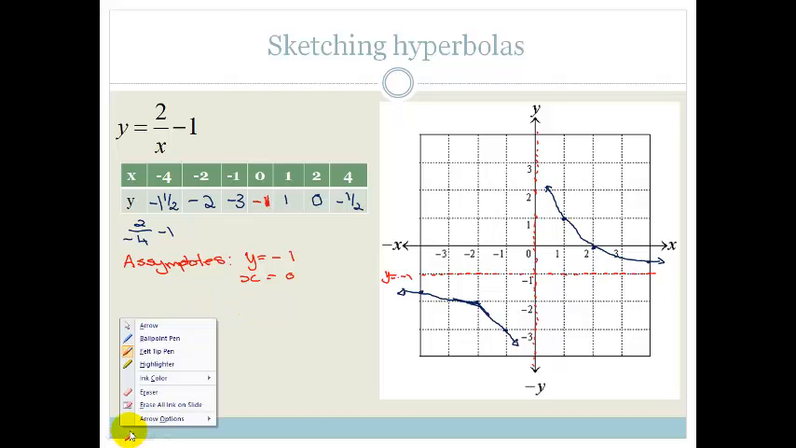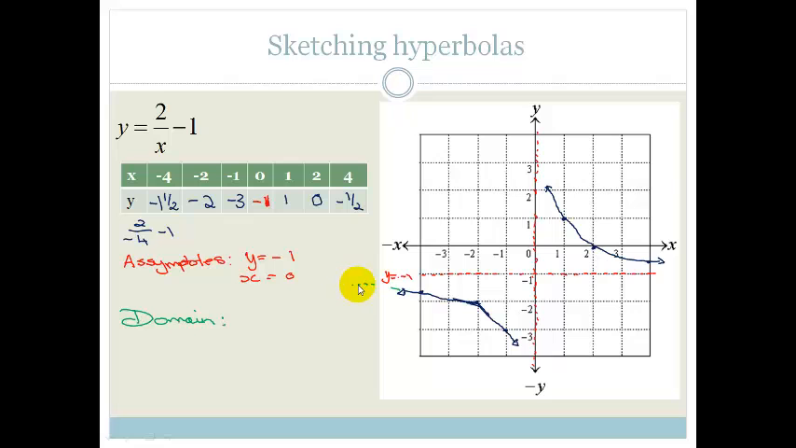So let's have a look at what effect this has on the domain and range. Domain again is your x values. Do you see this stretches all the way to minus infinity, gets closer and closer to 0, then goes very close to 0, and then goes all the way to positive infinity? So it's the same as it was before. It hasn't shifted at all. So x is an element of real values, and x cannot equal 0.